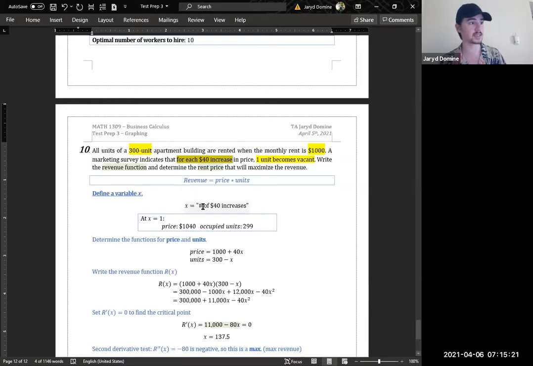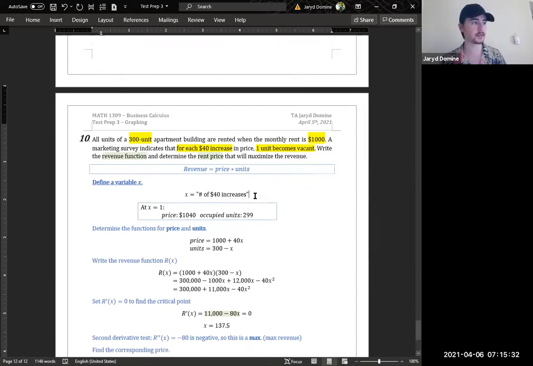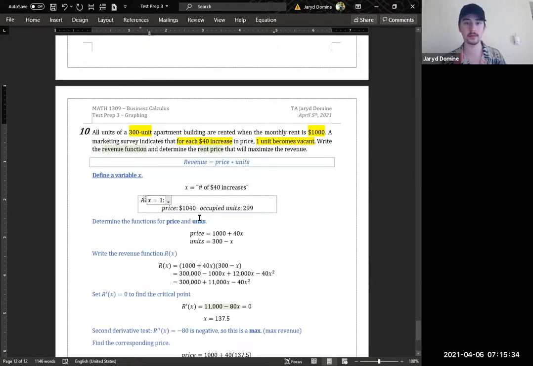I'm going to say that x is the number of $40 increases. That might be confusing. It's just the number of times that we're jacking up the price. For example, at x equals 1, that'll mean that I jacked it up once, so I added $40 to it. So the price is going to be $1,040, and the number of units is going to be 299. That's just what the problem tells me. So price goes up and the number of units occupied goes down.